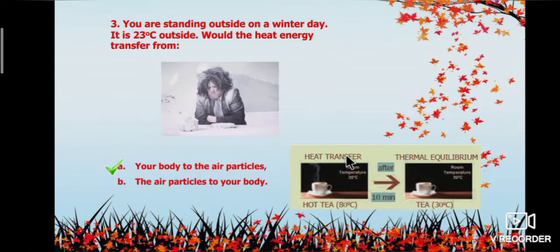Next, if you keep coffee on a table and the temperature of the coffee is 80 degrees Celsius, and the room temperature is 30 degrees Celsius, after 10 minutes the temperature of the coffee is 30 degrees Celsius. So the coffee attains room temperature. From the above examples, we conclude that heat flows from a hot body to a cold body.